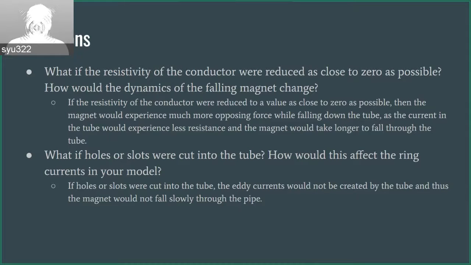What if holes or slots were cut into the tube? How would this affect the ring currents in your model? Well, if holes or slots were cut into the tube, the eddy currents or the induced currents that allow for the creation of the induced magnetic field that resists the falling magnet, and therefore creates the effect that we see in this lab, would not be created by the tube, and thus the magnet would not fall slowly through the pipe. There would be no opposing magnetic field. It would just fall as if you were dropping it in just normal air.